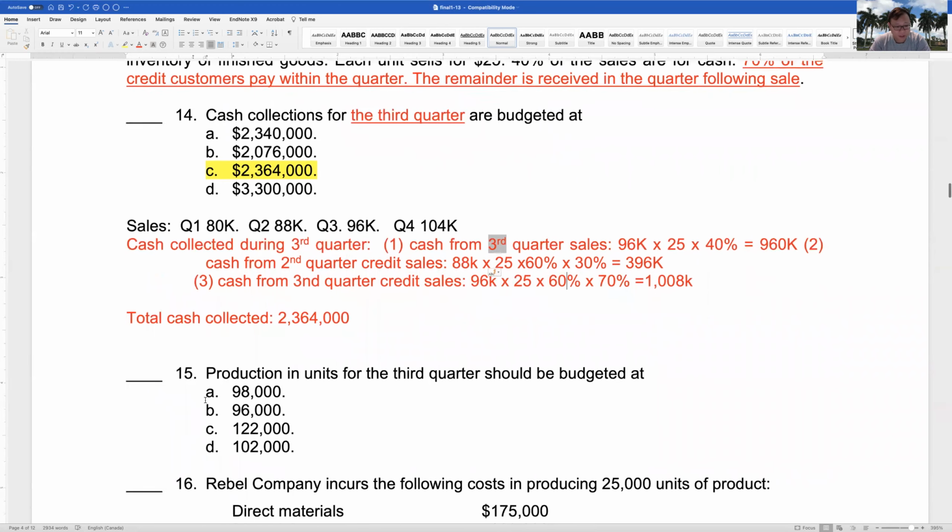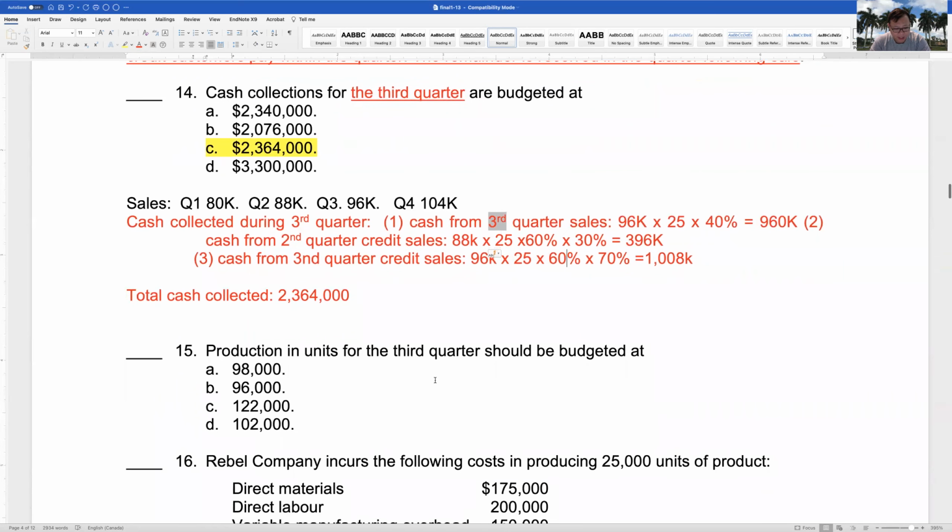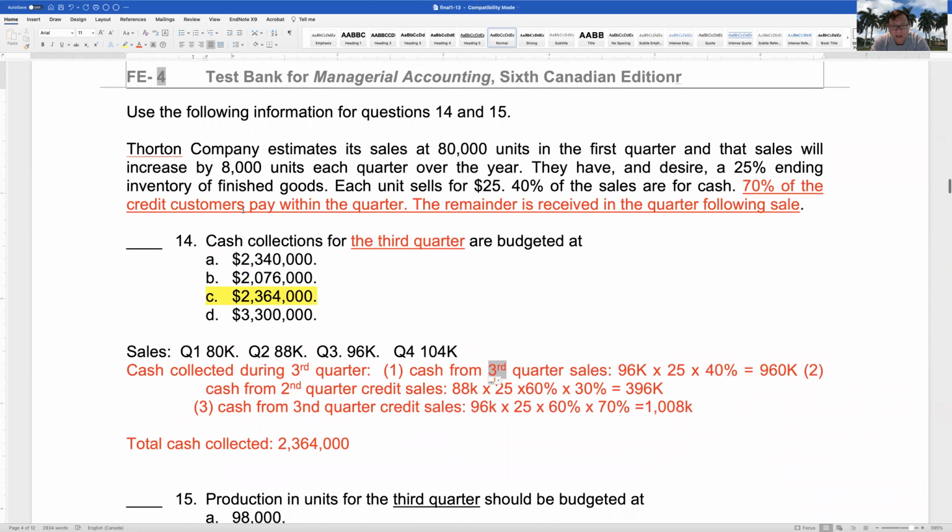Number 15, production in units for the third quarter should be budgeted at... So now we are talking about production units for the third quarter, okay? Again, for the third quarter. So let's see units. Here is important information: they desire a 25% ending inventory of finished goods.